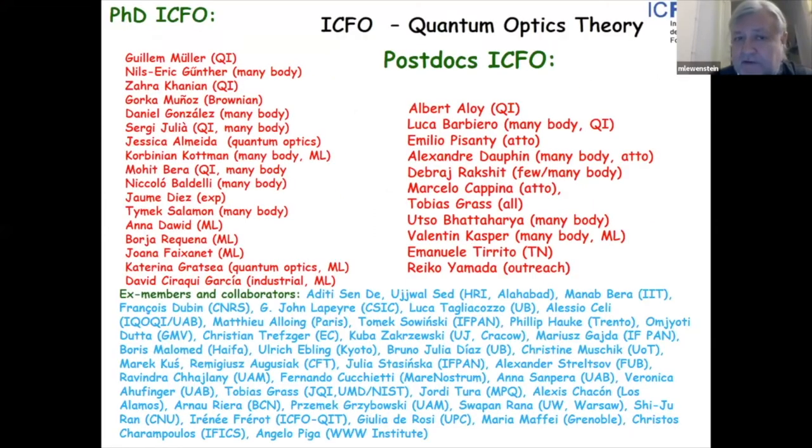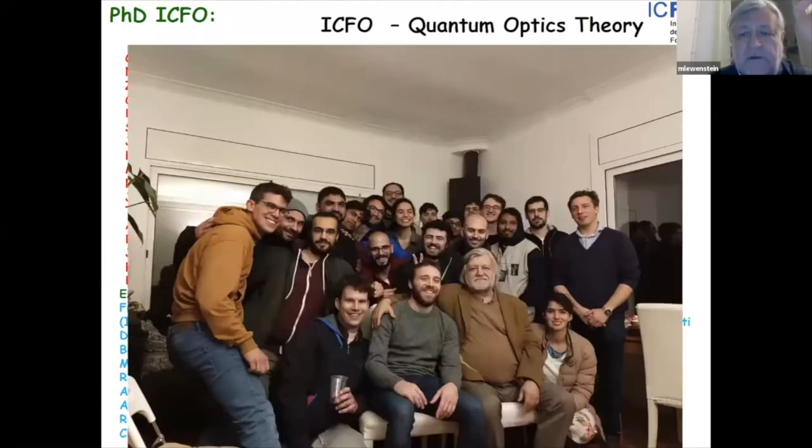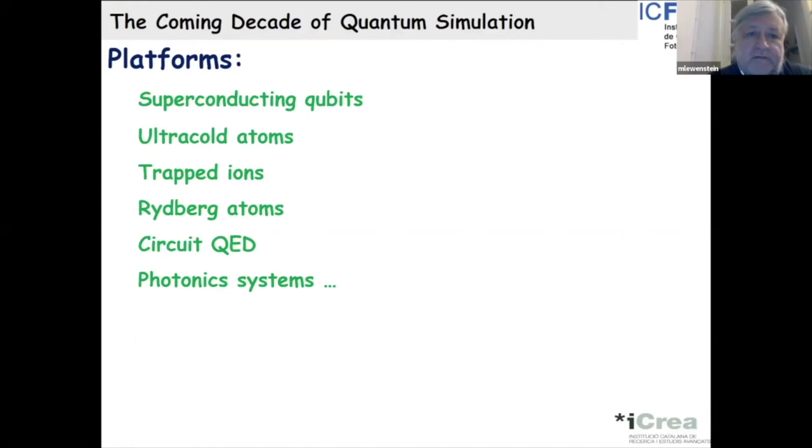The many money sources, the big group, which works on many aspects of quantum simulators. So the platforms that we probably will focus on today: superconducting qubits, Johnny's here; ultracold atoms; I will talk a little about ions, Chris, and Rydberg already mentioned by Misha. But there are more: circuit QED, photonic systems and things like that.